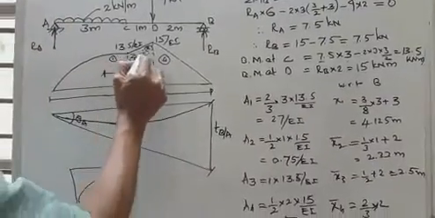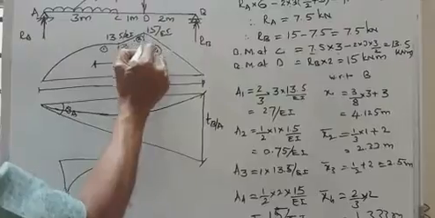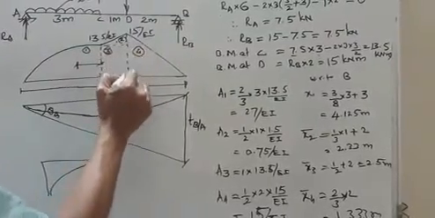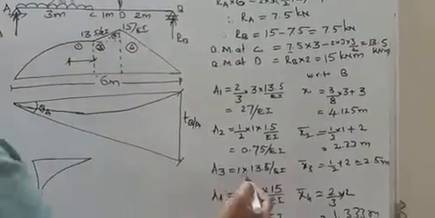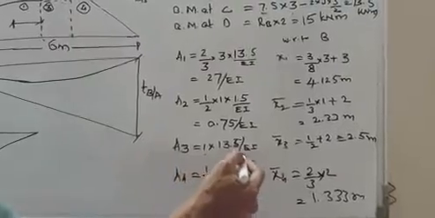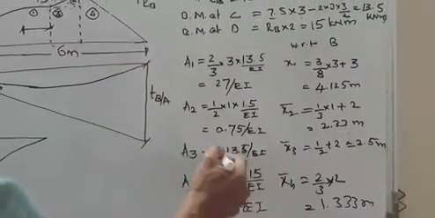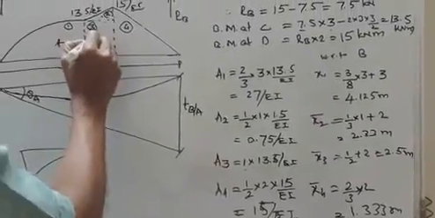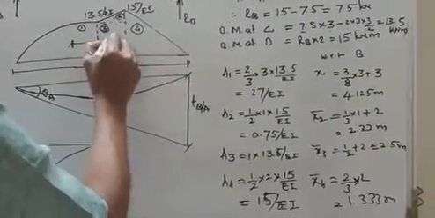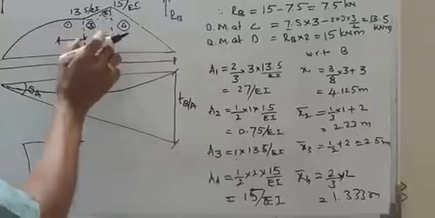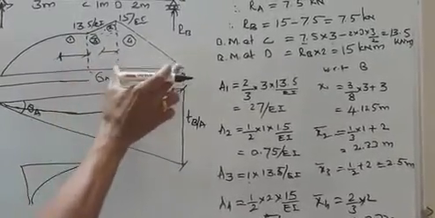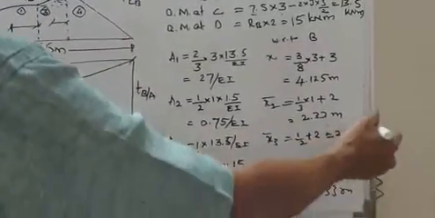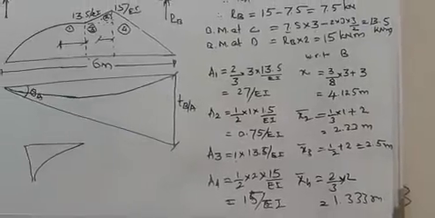Next, coming to this area, that is a rectangle. Width is 1 meter, height is the same, 13.5. Look at this, 1 into 13.5 by EI. If you simplify, it is 13.5 by EI only. Now X3 bar means from the center of this to here. So this is half of the width. This is 1 by 2 plus 2, it is 2.5 meter.